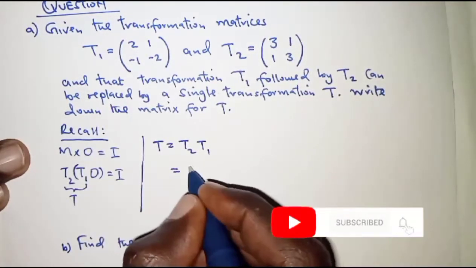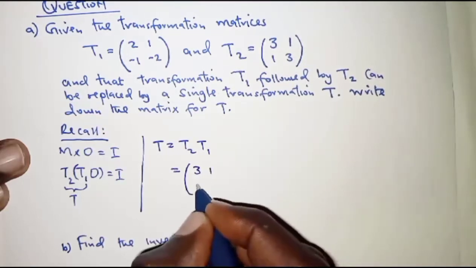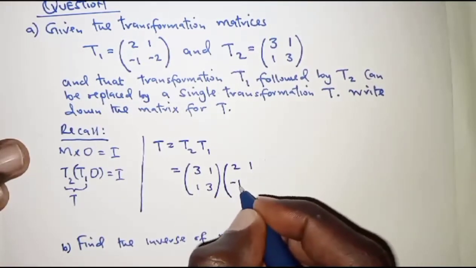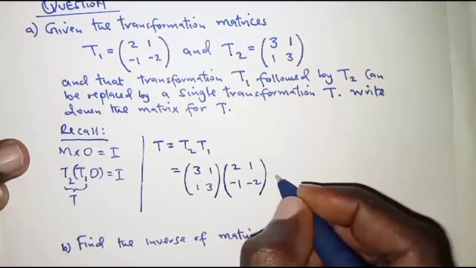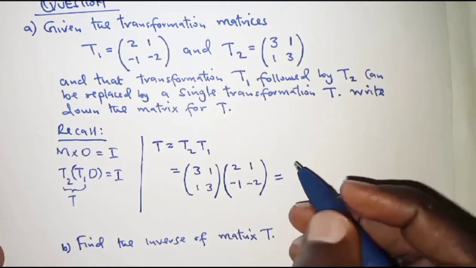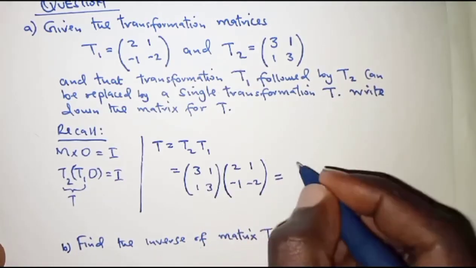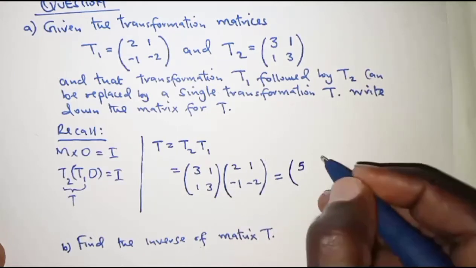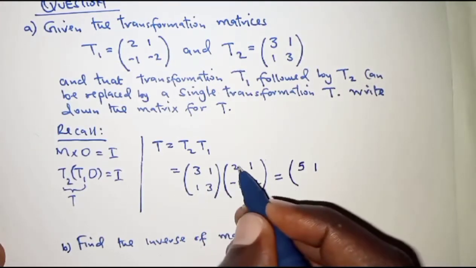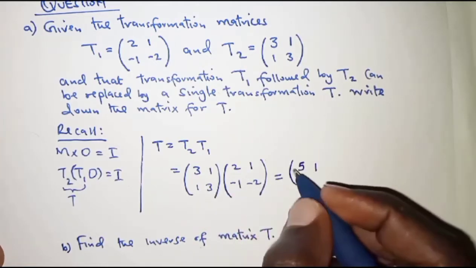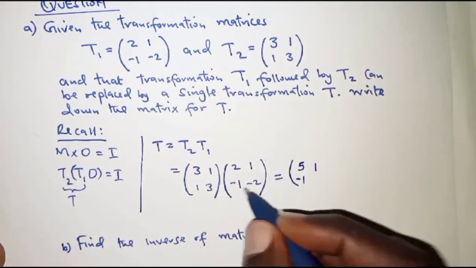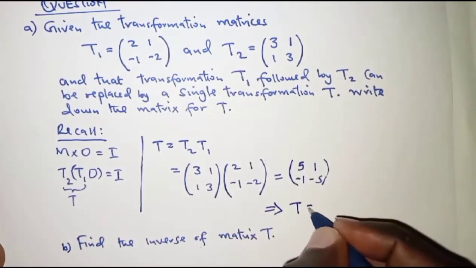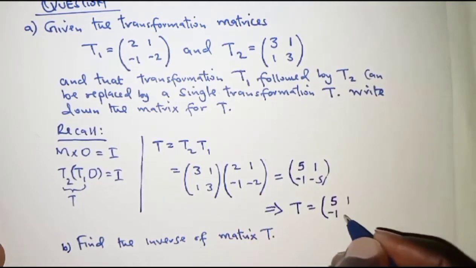So that simply means we take T2, which is 3 1 1 3, by T1, which is 2 1 negative 1 negative 2. And when you multiply this, we are supposed to be getting 6 minus 1, so that is 5. Then we have 3 minus 2, that is 1. Then again we have 2 minus 3, that is negative 1. And finally 1 minus 6, that is negative 5. So finally, that implies that T is 5, 1, negative 1, negative 5.